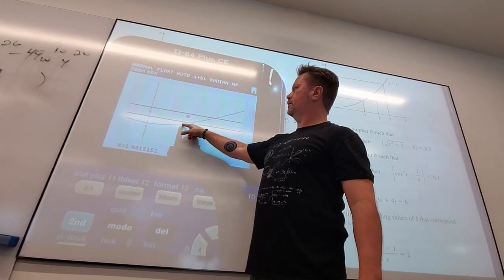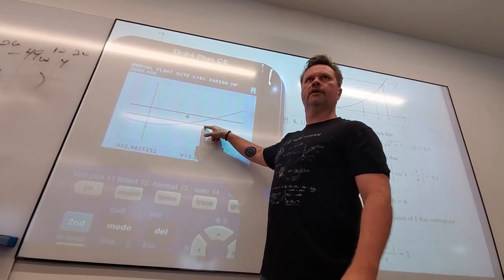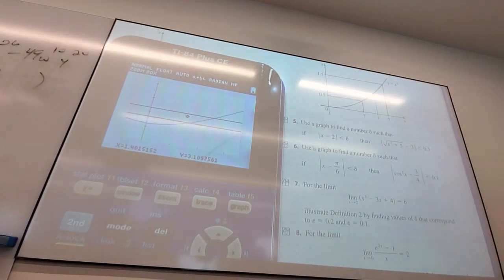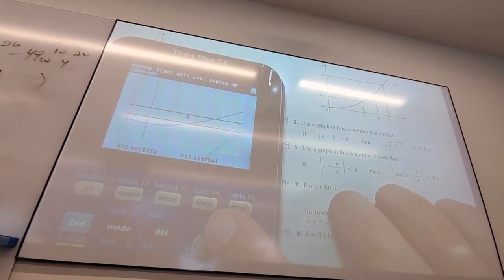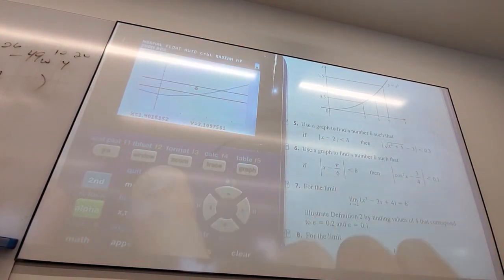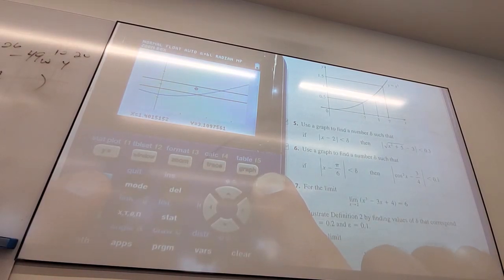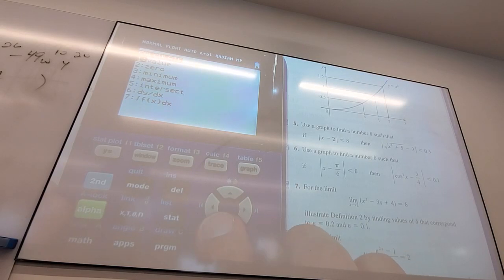It's where these two things intersect. Beautiful. So right above trace, do you see where it says calc? Everything on this top row is related to graphing. If I hit second trace, I can calculate stuff. And specifically, what do I want for this right now?